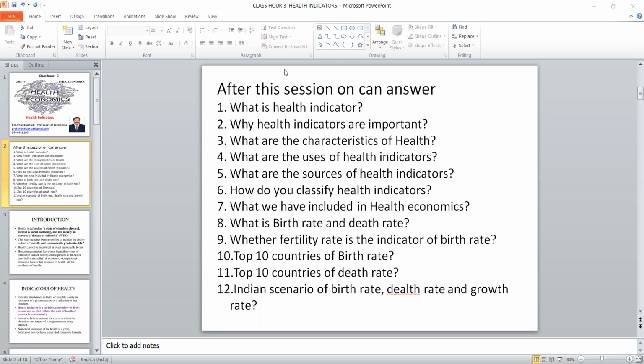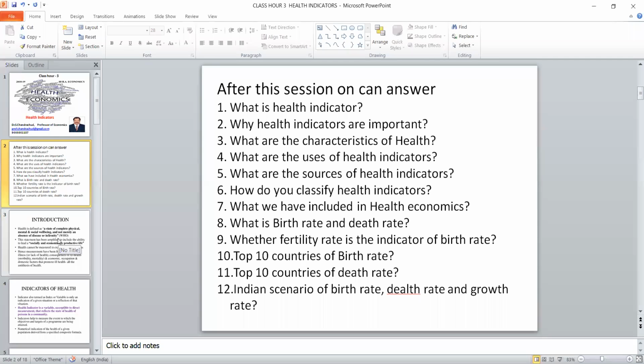Only the birth rate and death rate. The connectivity to birth rate and death rate is fertility rate. After knowing what is birth rate and death rate, you will see what are the top 10 countries in birth rate and what are the top 10 countries in death rate, and we will see the current position of India relating to the birth rate and death rate. These are the portions that we are going to cover today, and definitely you can expect one section A and one section B question from this portion.